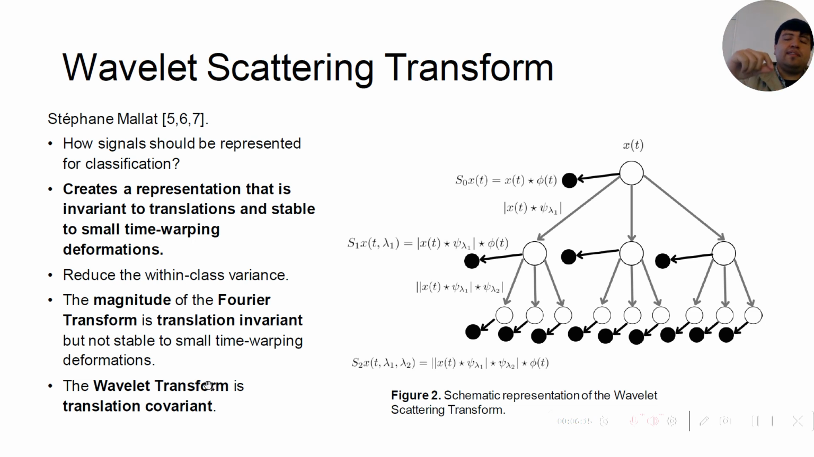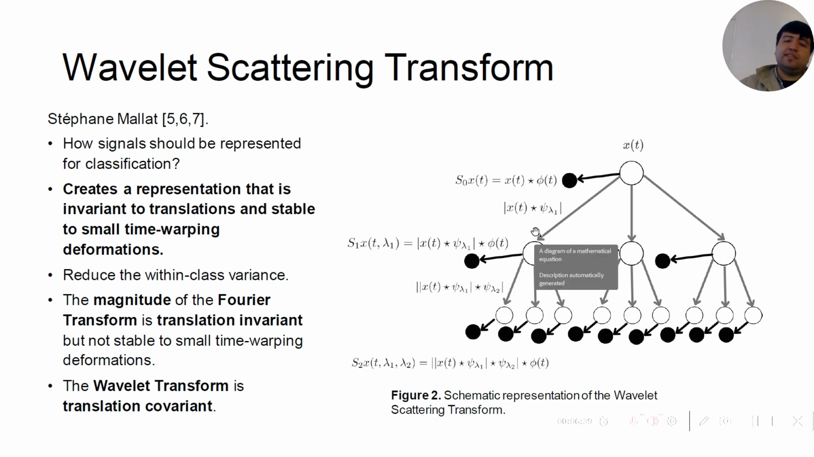So neither the Fourier nor the Wavelet transform are adequate if we want to create this representation that is invariant to translation and also stable to small-time warping deformations. Basically, what the scattering transform does is compute a cascade of convolutions through wavelets, nonlinearities through modulus operations, and pooling through the scaling functions.